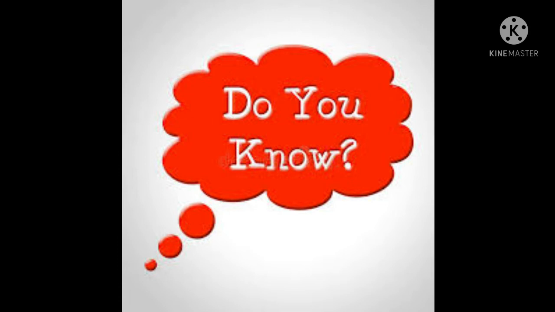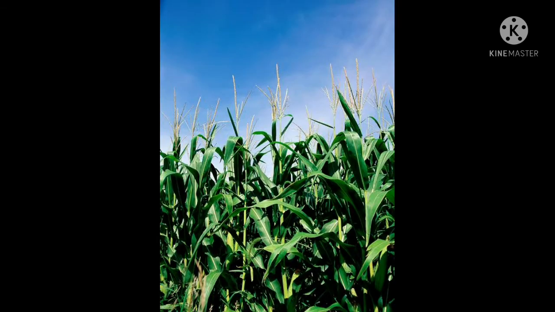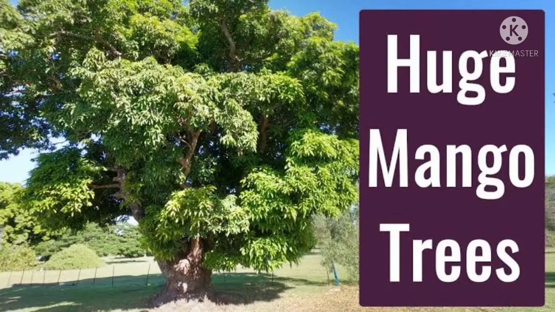Do you know how much water is transpired by plants? Each fully grown maize plant transpires 15 liters per week. A big mango tree will transpire from 750 to more than 3,500 liters of water per day during the growing season.